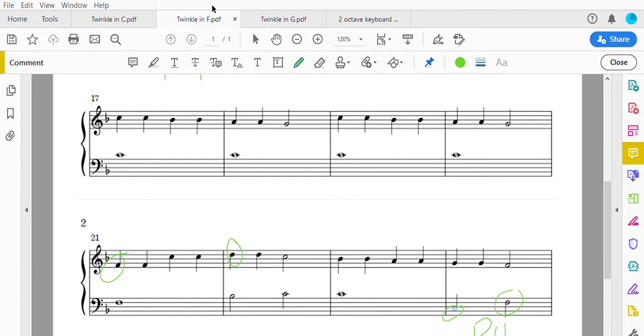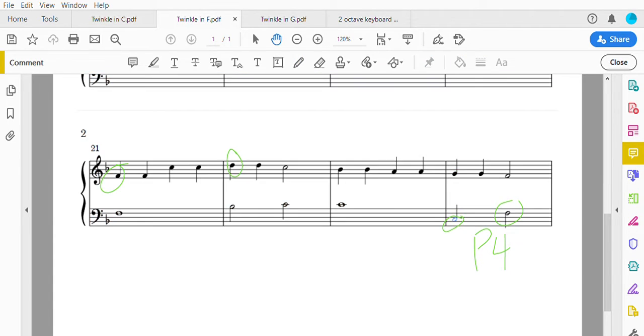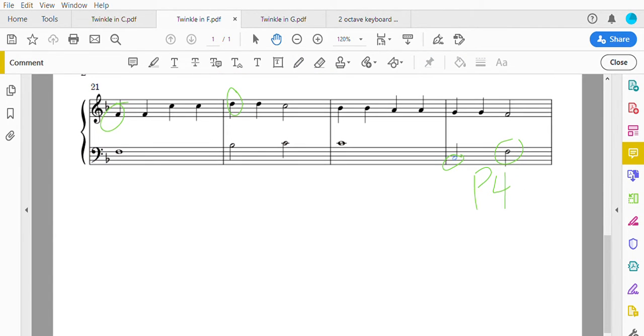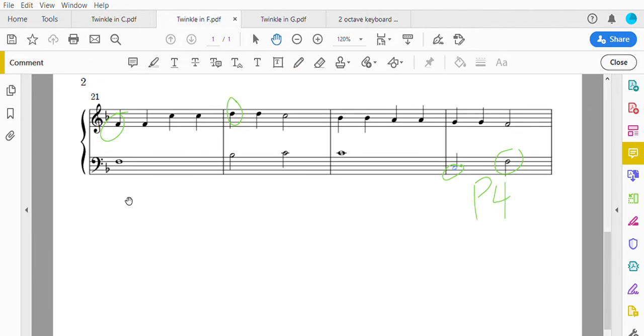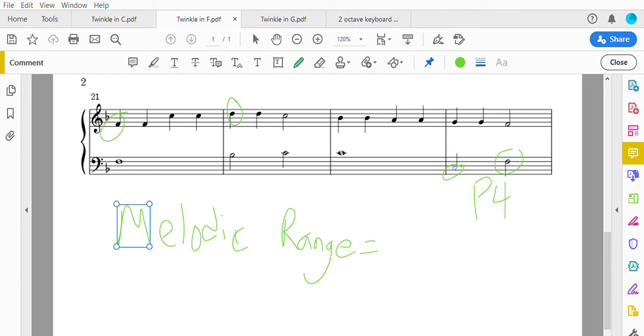So I'm going to go ahead and mark. I don't want to be drawing right now. I want to use this. Okay, let's just highlight everything, I guess. Let's go back to marking. So, our melodic range equals a major sixth. Once again, a capital M6.